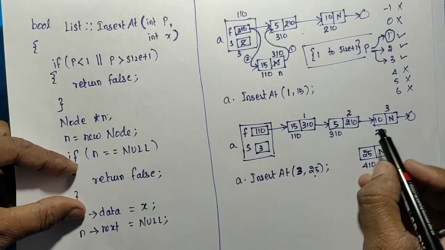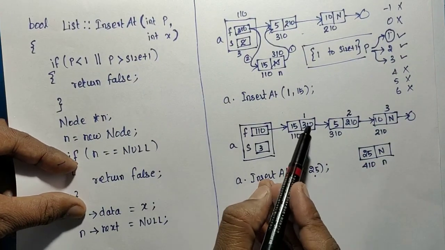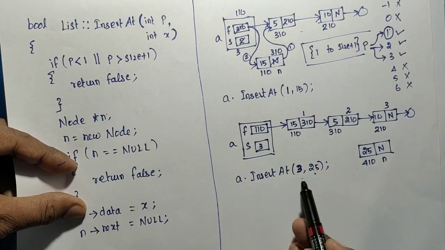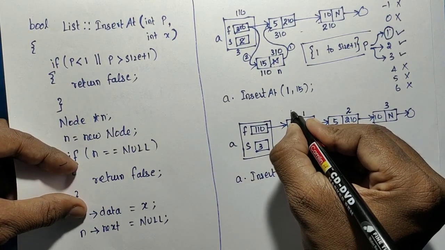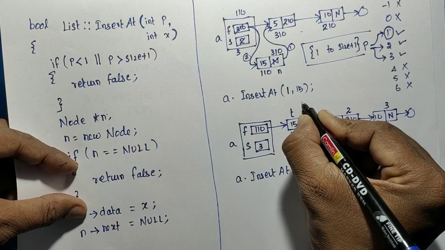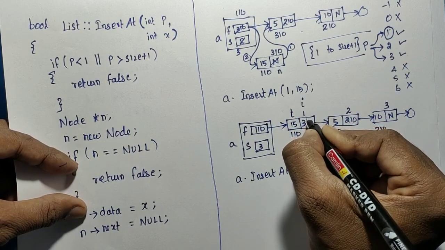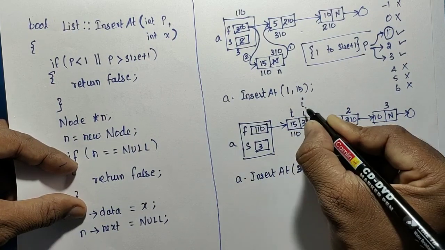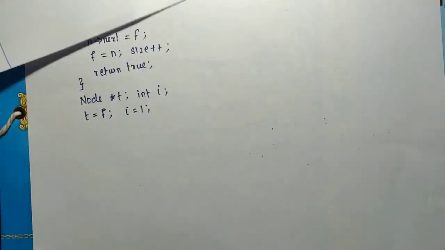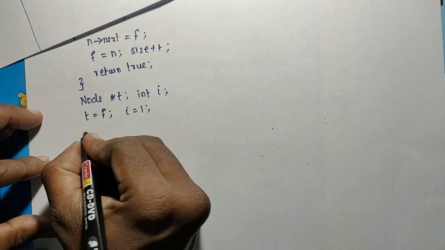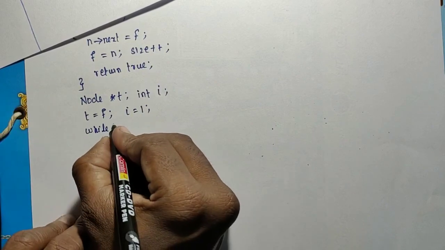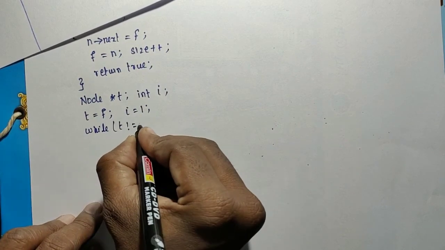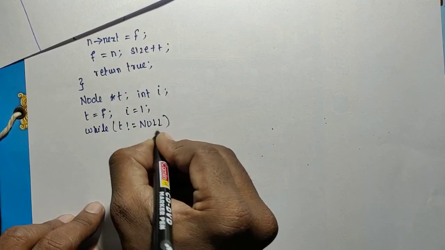Here we need to find who is the second node. P minus first node. So just when we are pointing the T to this node, by the time I am pointing to 1. Whenever we are moving the T, the I also gets moved. Okay, so while T not equal to null, it moves up to the null node.